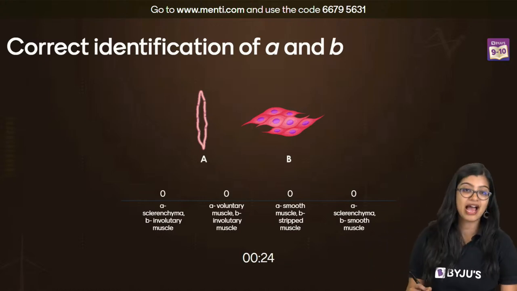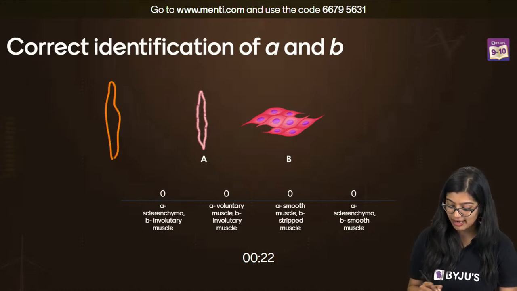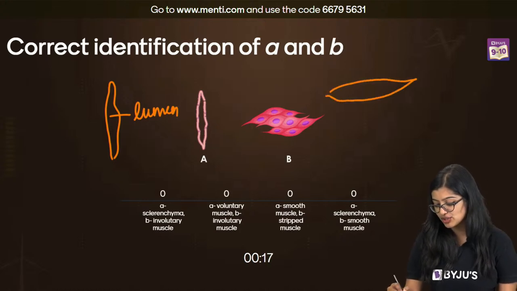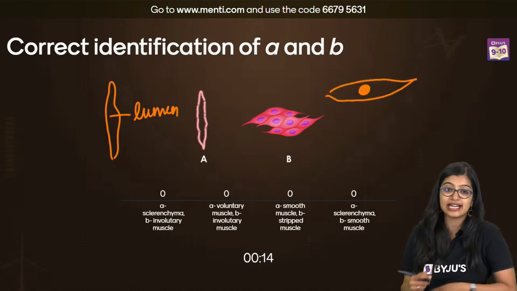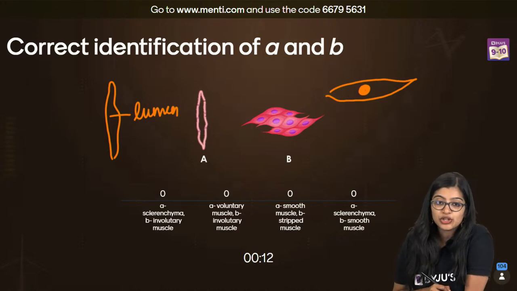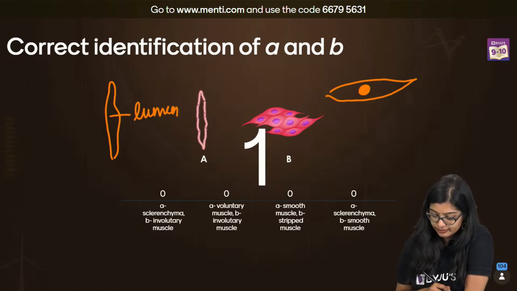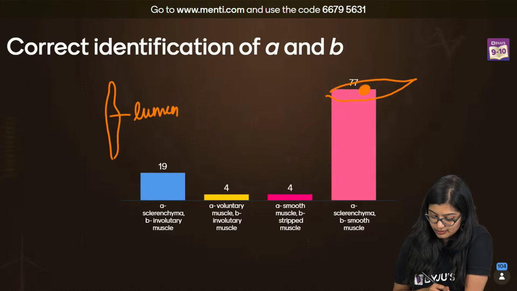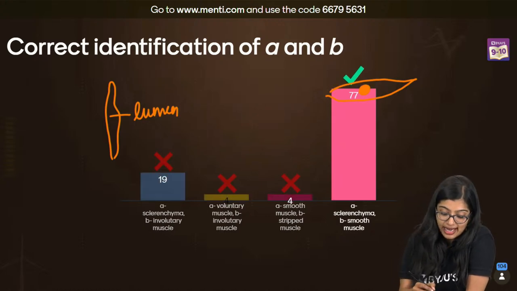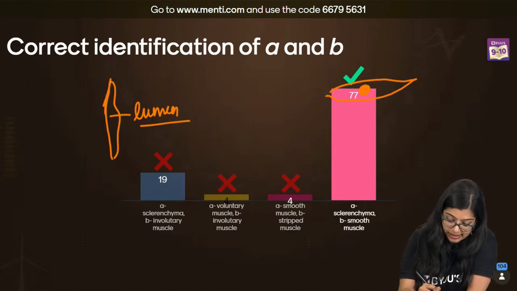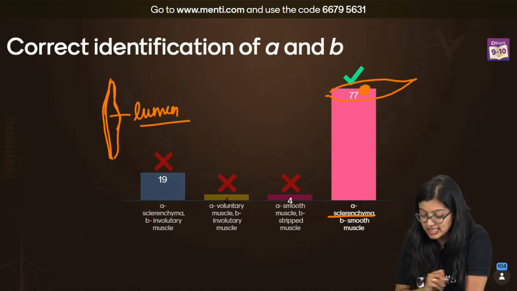Very good, everyone. So you have A, which is elongated this way, but there is a gap, a lumen. Here you have another one, which has a prominent single nucleus, right? Uninucleate. Well done, everybody. So this right here is the lumen, the one with the lumen and of course the thickened walls. They are nothing but sclerenchyma.